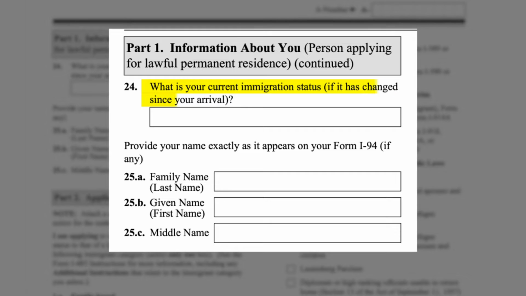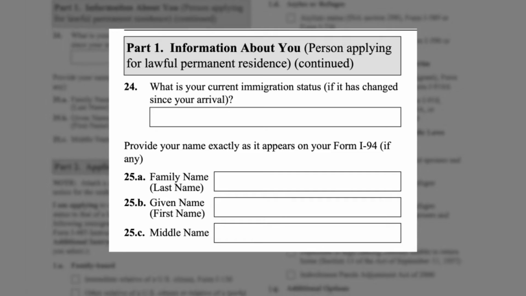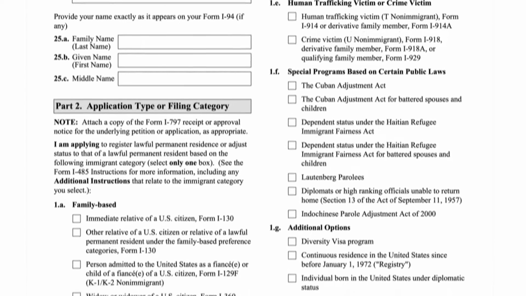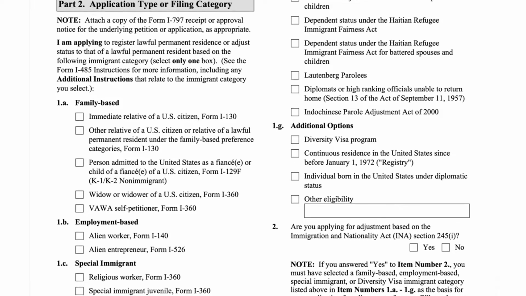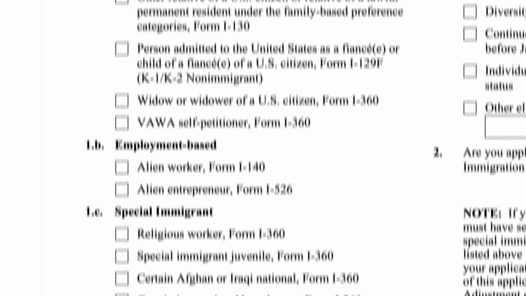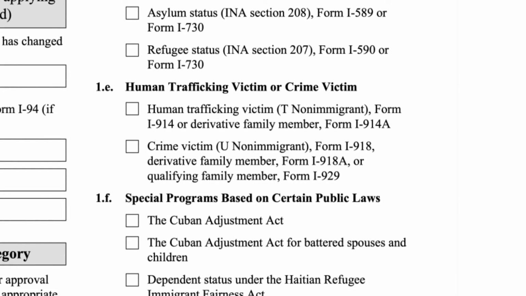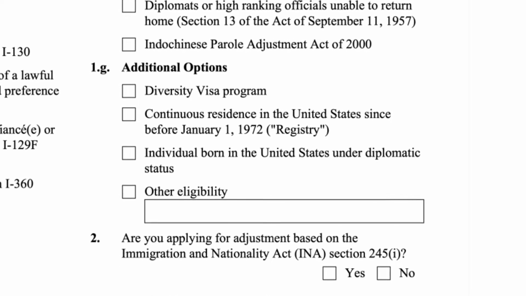Continuing on page 3, you will see that you will then have to put down your current immigration status if it has changed since your last arrival. And of course, if you do not hold any current immigration status, you may wish to put down that you have none. Now, moving on to Part 2, you will then need to choose which category of filing you are making. As you can see, there are several different categories, including categories underneath family-based, employment-based, special immigrant, asylee or refugee, human trafficking victim or crime victim, special programs based on certain public laws, and other various additional options. If you are not filing underneath Section 245(i), then you will need to answer this question appropriately.